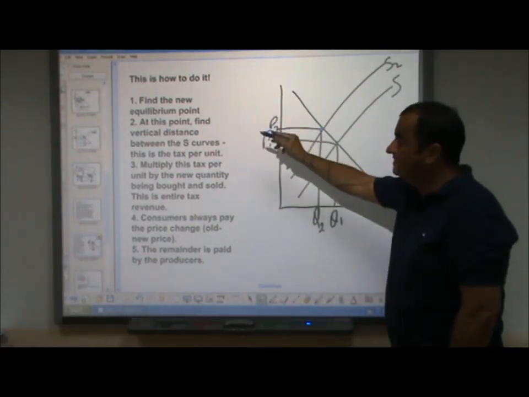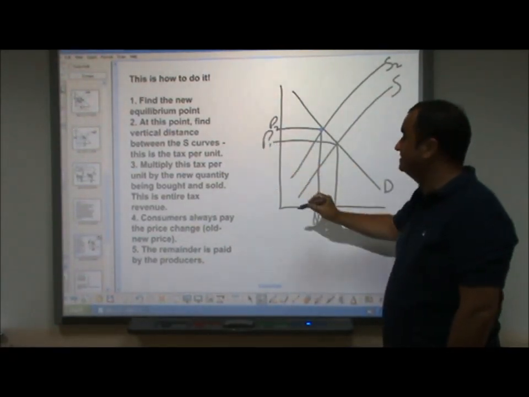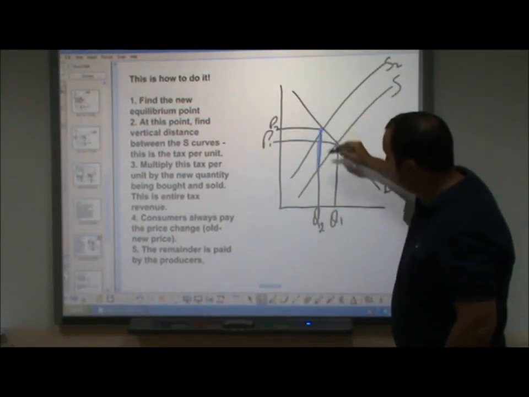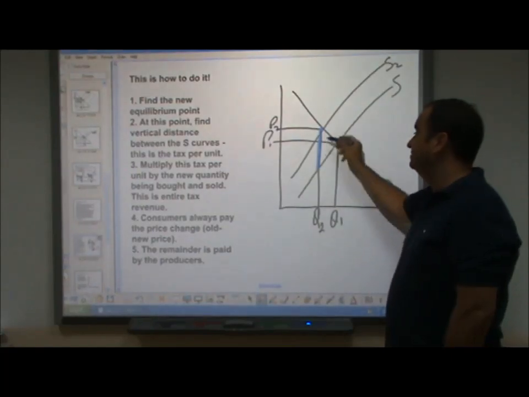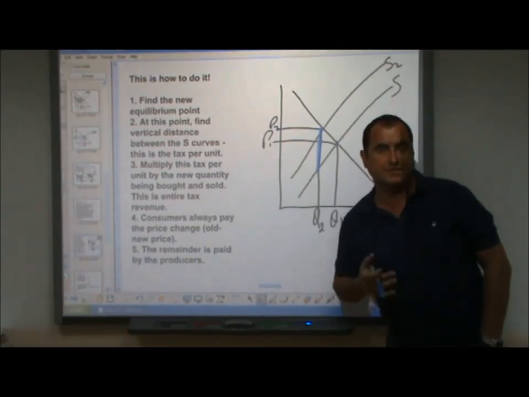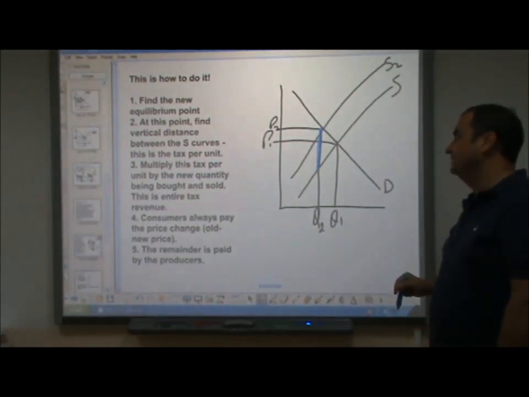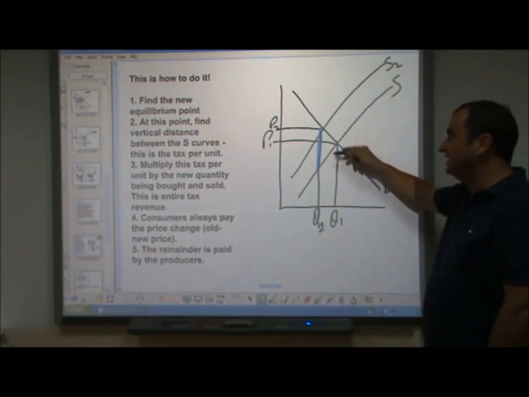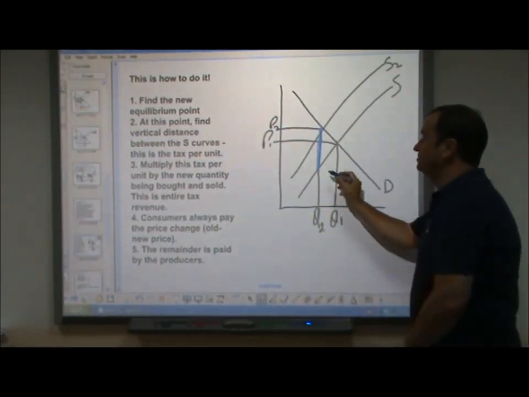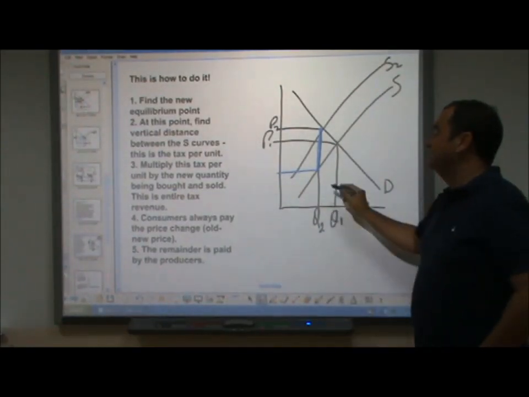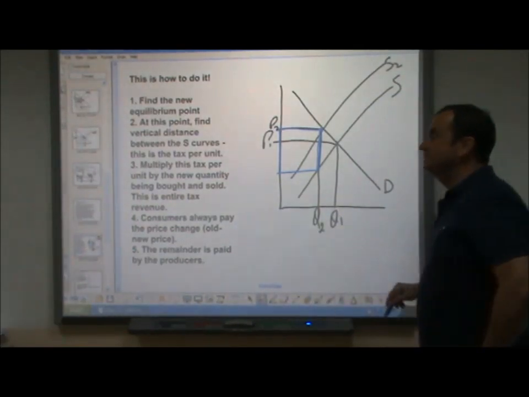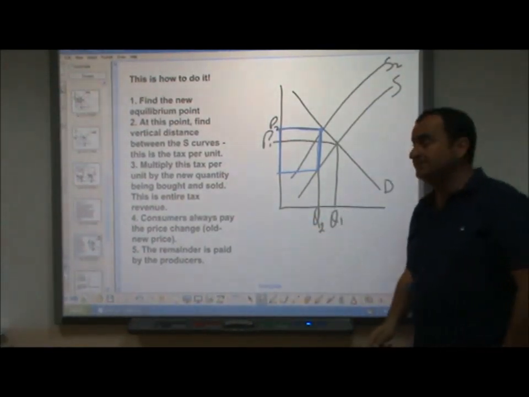At this point, find the vertical distance between the S-curves. That's the tax per unit. I'm on this S-curve. There's the distance between the S-curves, between that curve and that curve. That is the tax per unit. The vertical distance between the supply curves is the tax per unit. Number 3, multiply this tax per unit by the new quantity being sold. Well, the new quantity being sold is Q2. So that tells me it's the tax per unit times the quantity being sold. That is the entire tax revenue.